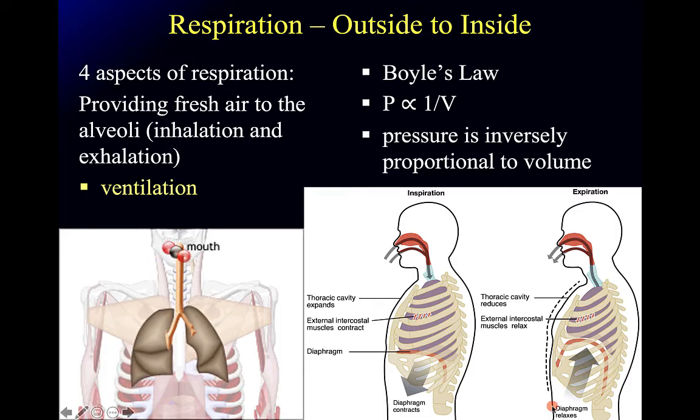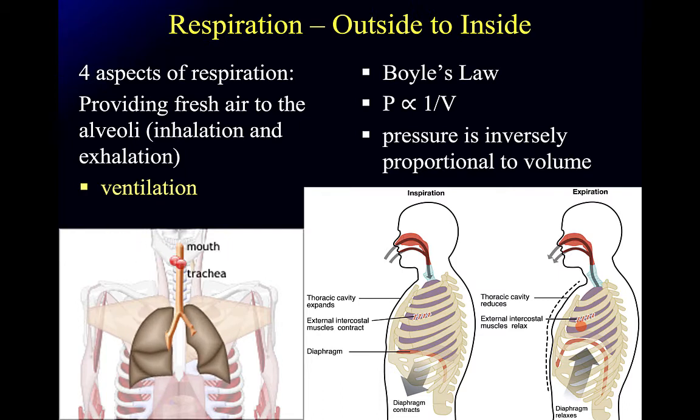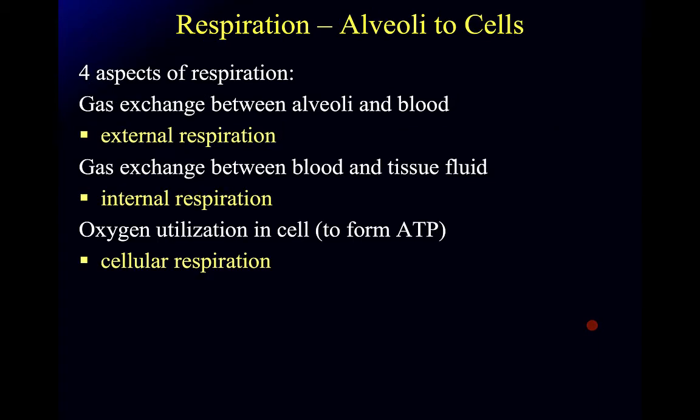You can see here relaxation of the diaphragm causes it to go back up into a dome shape. Along with the use of some of our intercostal muscles, we can then actually reduce the volume of our thoracic cavity for exhalation. And you can see that there are alternative terms we can use, inspiration and expiration. So increase the volume of the thoracic cavity to inhale, decrease the volume of the thoracic cavity to exhale.